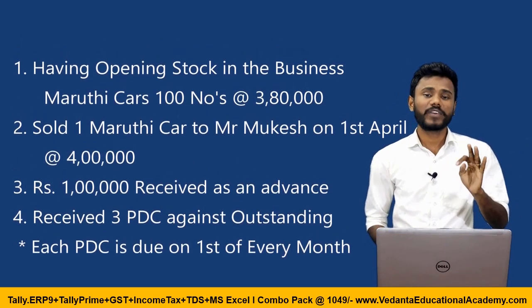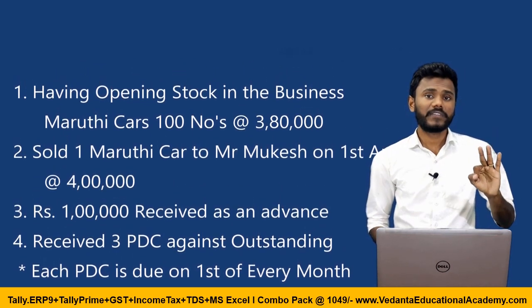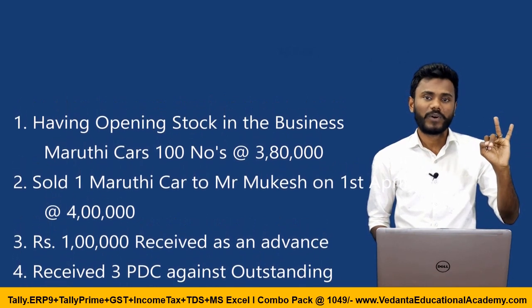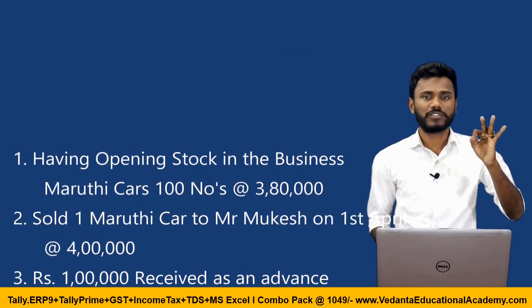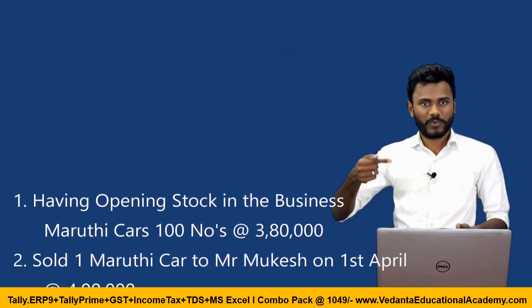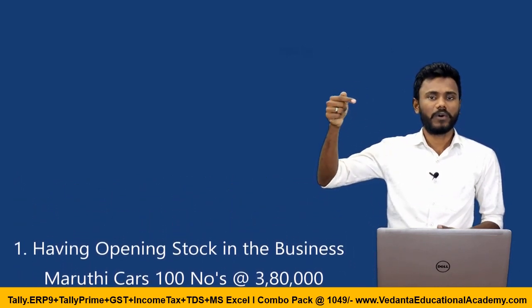So that means we are receiving 3 checks on 1st April, and the 3 checks are due on the 1st of 3 different months. One is due in May, one is due in June, and the other one is due in July. Yes, we are receiving all the checks on 1st April, but one check is due in May, one check is due in June, and another check is due in July.